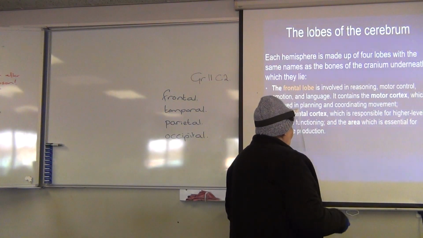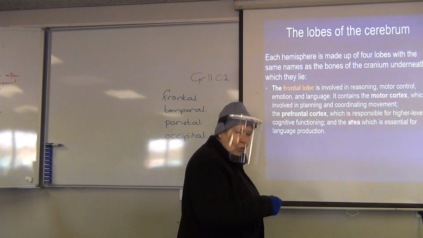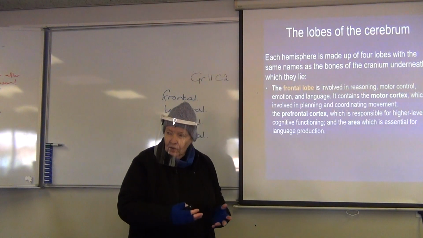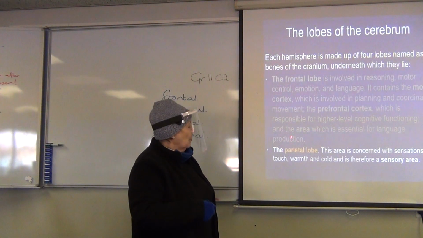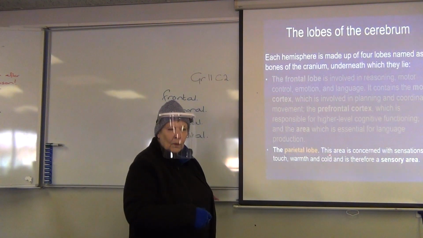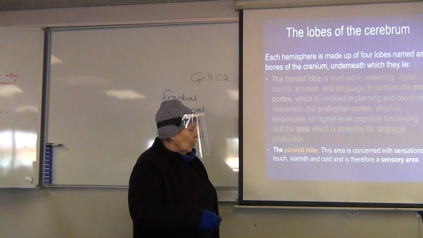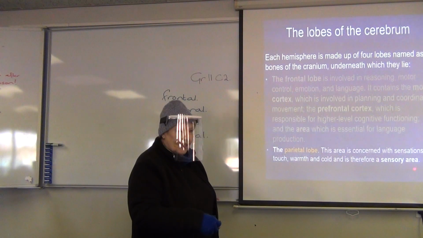Okay. Right. You're okay about the frontal lobe. And this is terribly, terribly important for next year. It's important in your understanding of the whole process of evolution. Okay. The parietal lobe. This is the area concerned with the sensations of touch, warmth, and cold, and it's a sensory area.